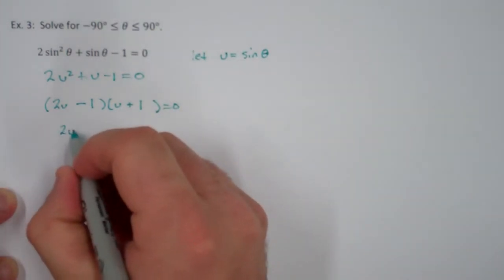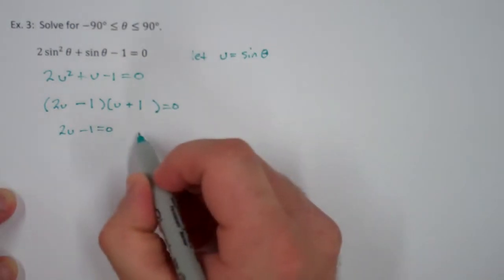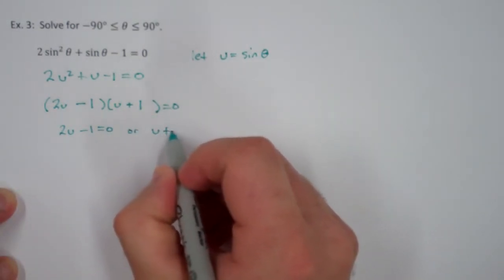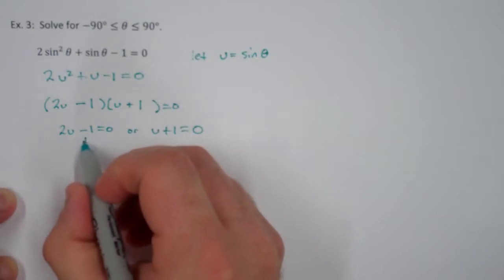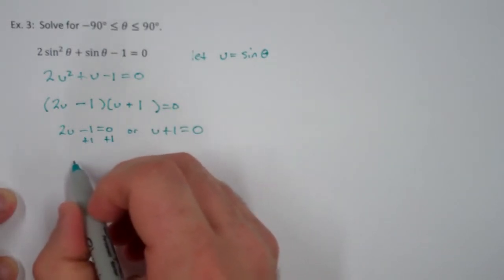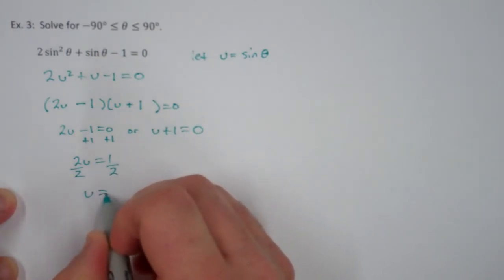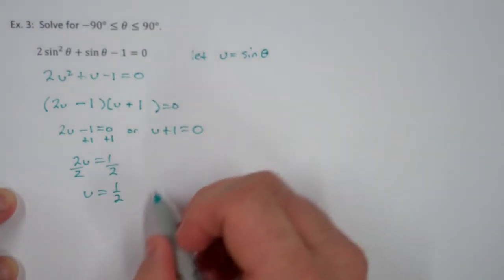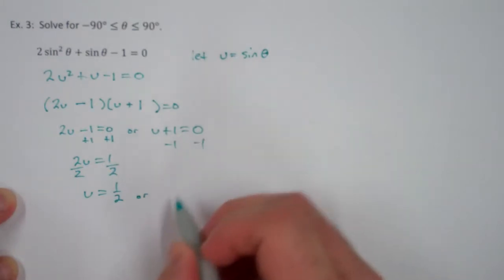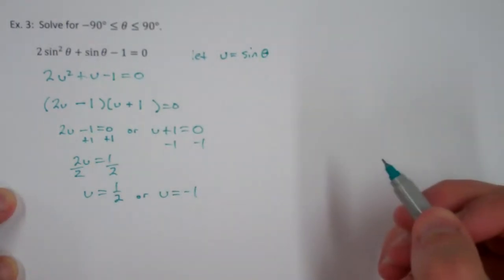The next thing we would do is we would set each factor equal to 0. Solving there, we would add 1, then divide by 2. So we've got u to be 1/2. Or, in this case, we just subtract 1. u could be negative 1.